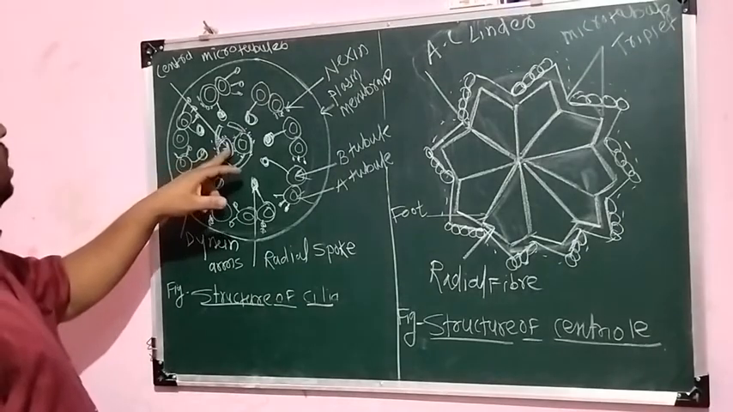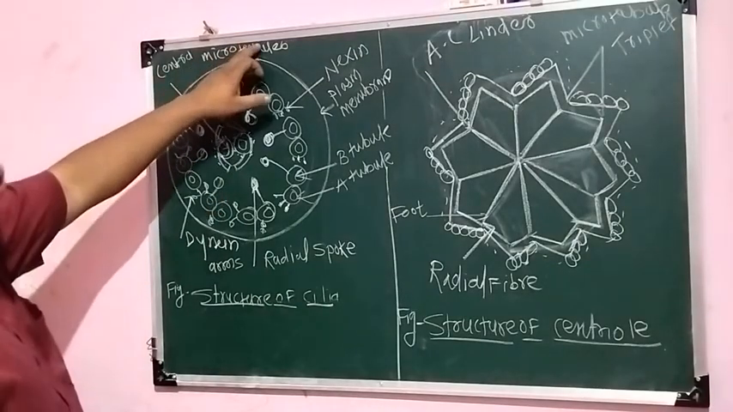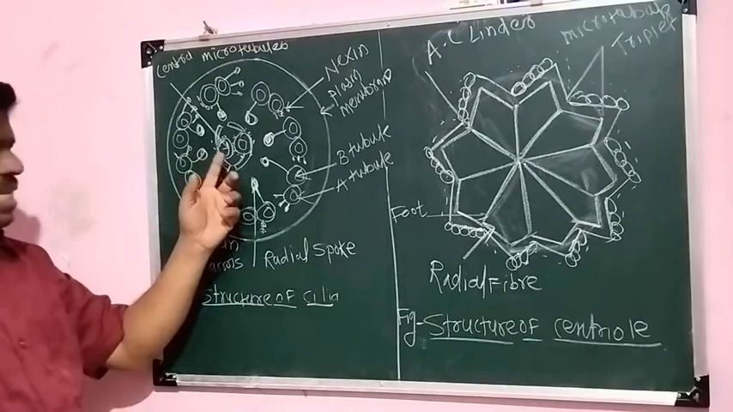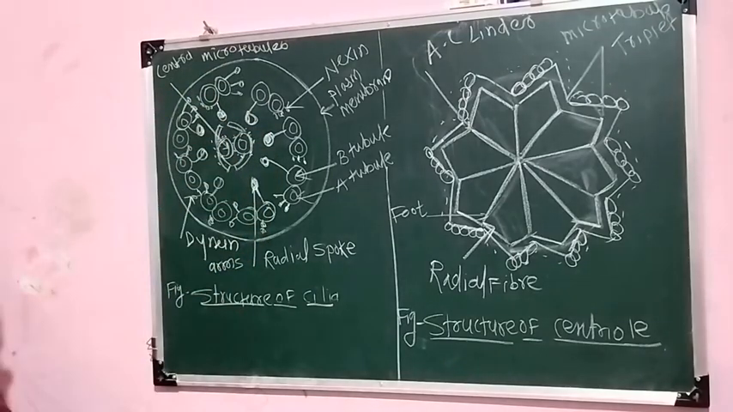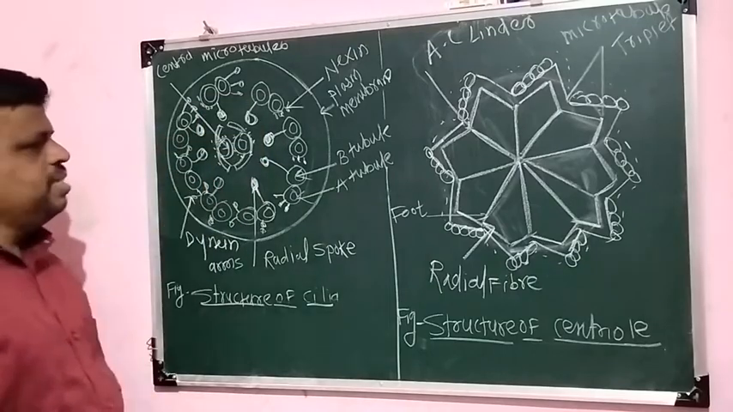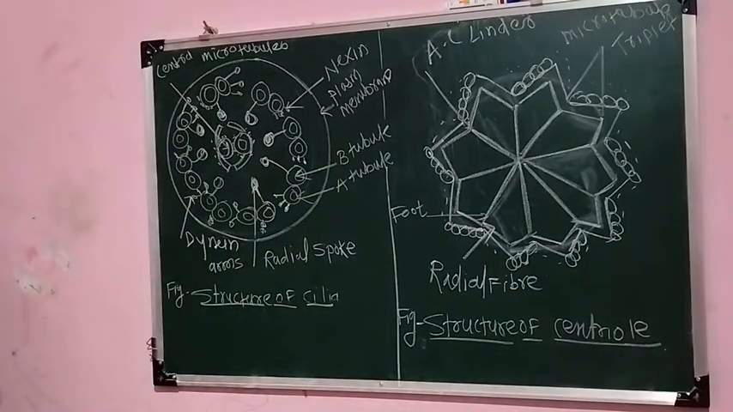Then this is called a central microtubule, which is placed at the center. So this is a typical structure of a cilia. Let us see a few more points regarding the cilia and the flagella.